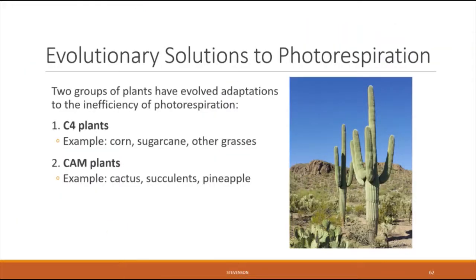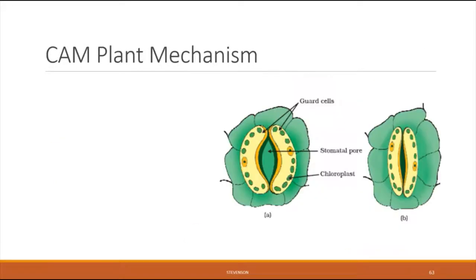The second group of plants that has a special adaptation for photorespiration and efficiency is called CAM plants. CAM stands for crassulacean acid metabolism, which you don't have to know, but it's named after the plant family Crassulaceae. Examples of plants that belong to this group are ones we are familiar with living in the Sonoran Desert, such as cacti, succulents, and believe it or not, pineapple is in this group as well. CAM plants have a little bit of a different mechanism for making sure that they get the most for their money when it comes to photosynthesis.